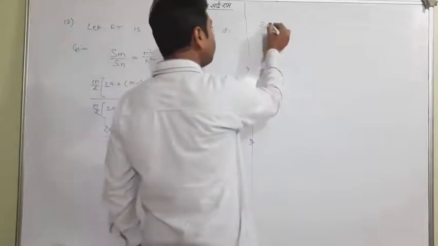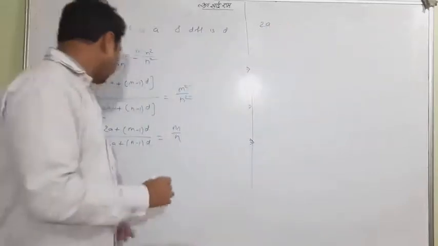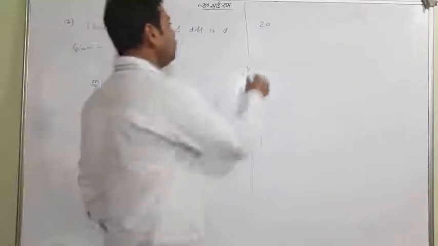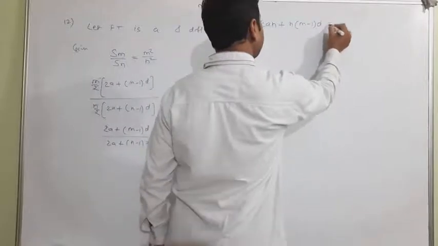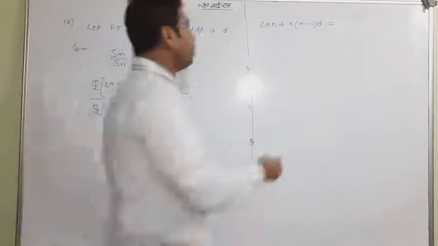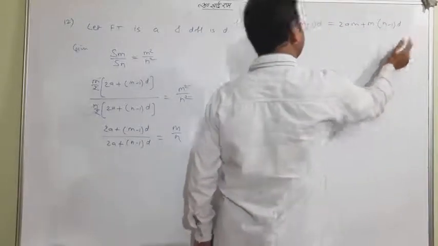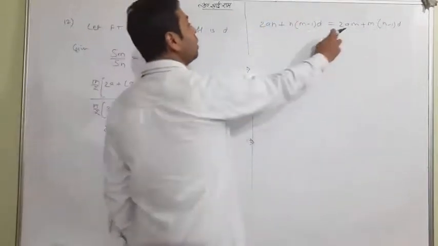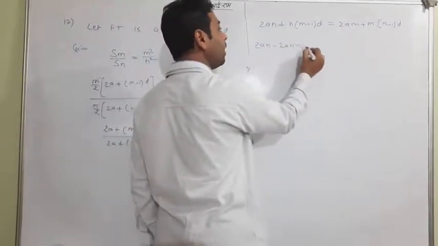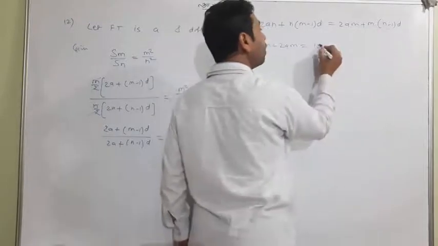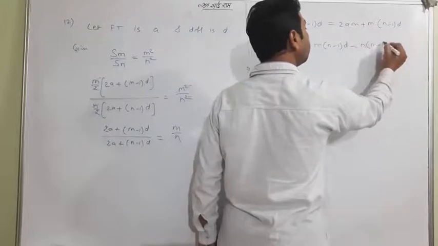2an plus n into m minus 1 into d is equal to 2am plus m into n minus 1 into d. So next I'll transfer to here: 2an, same is coming. I think we already had done this kind of question. 2an minus 2am equals m into n minus 1 into d minus n into m minus 1 into d.